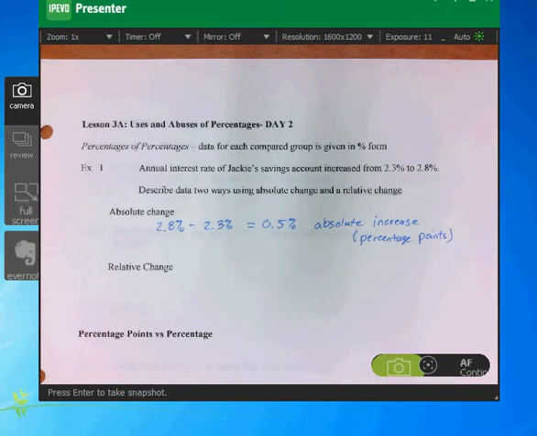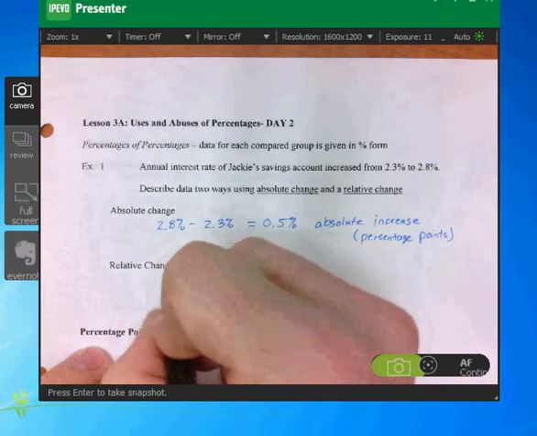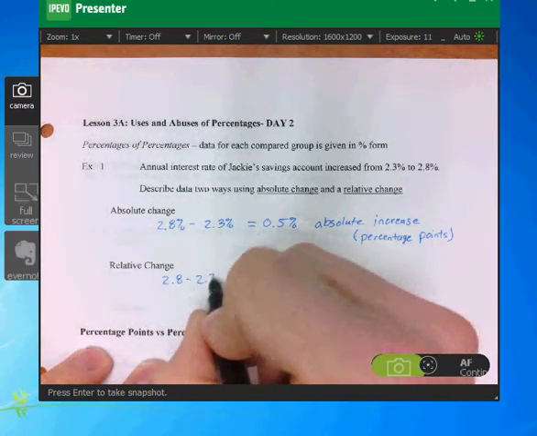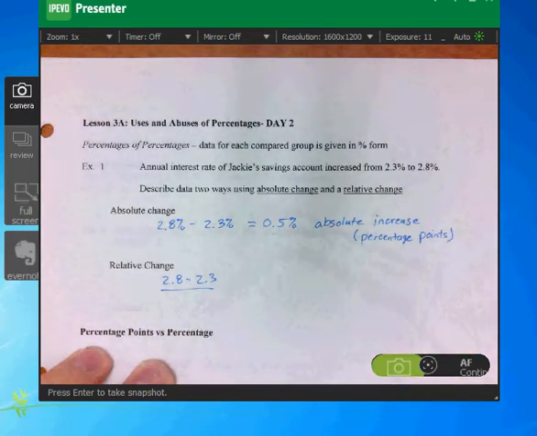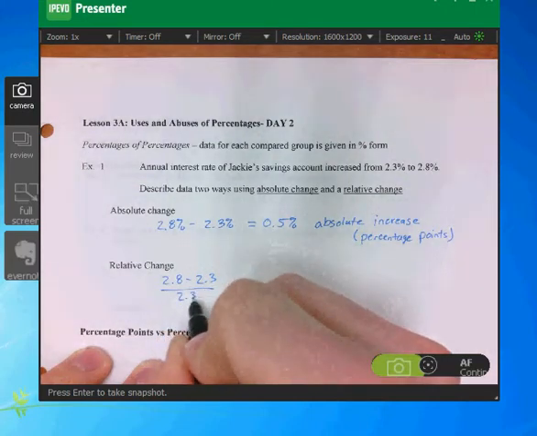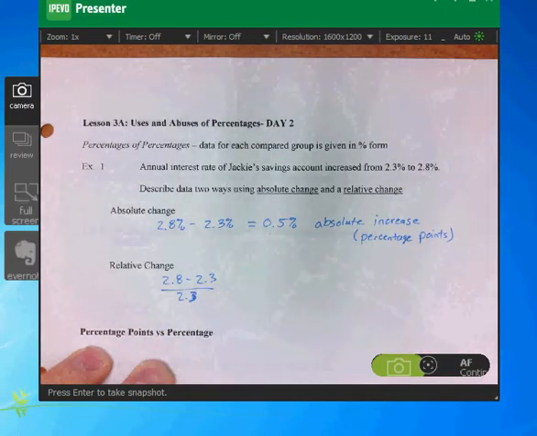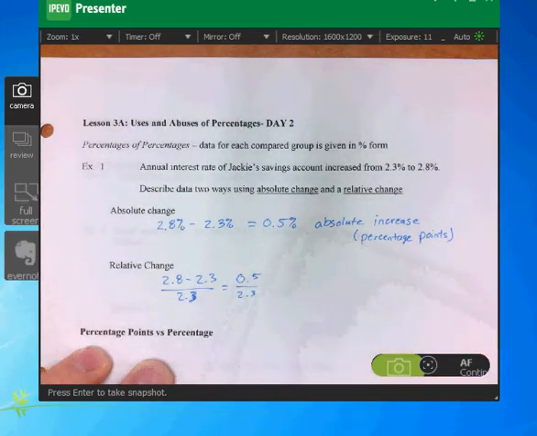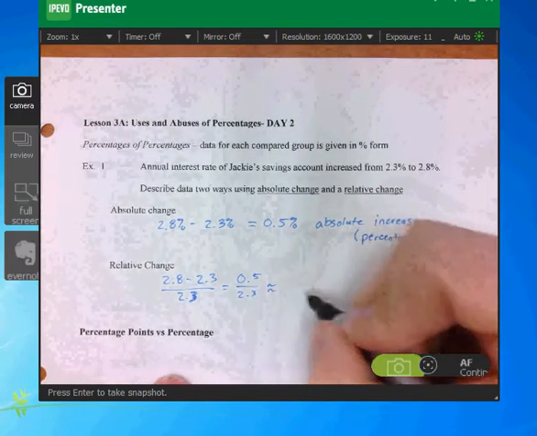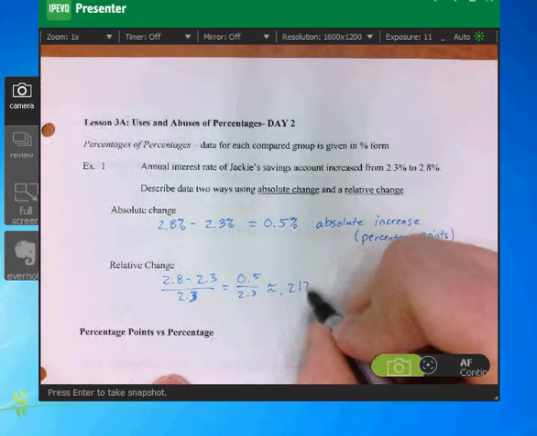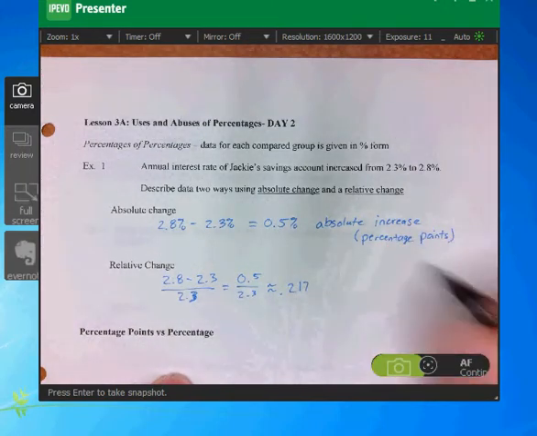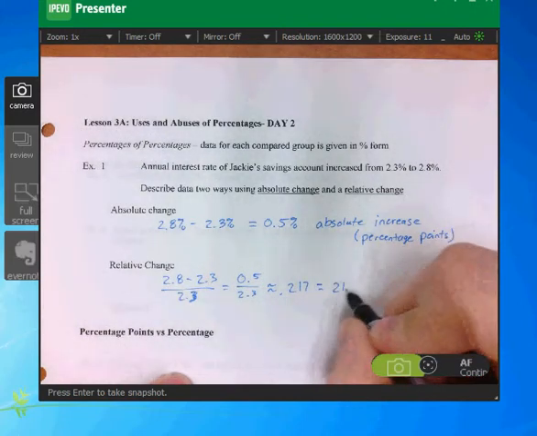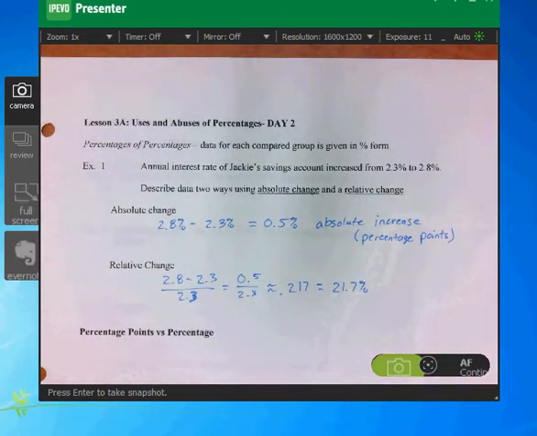Now in terms of relative change, we want to look at that change compared to where we were before. So again, this is the formula that we talked about last class. We're taking our new minus our reference, divided by the reference. That is a funky 3, my bad. So again, we end up with 0.5 over 2.3. I'm just running through all the steps here. Feel free to skip this one if you can. So that gives us approximately 0.217, and that's going to give us a 21.7% increase.